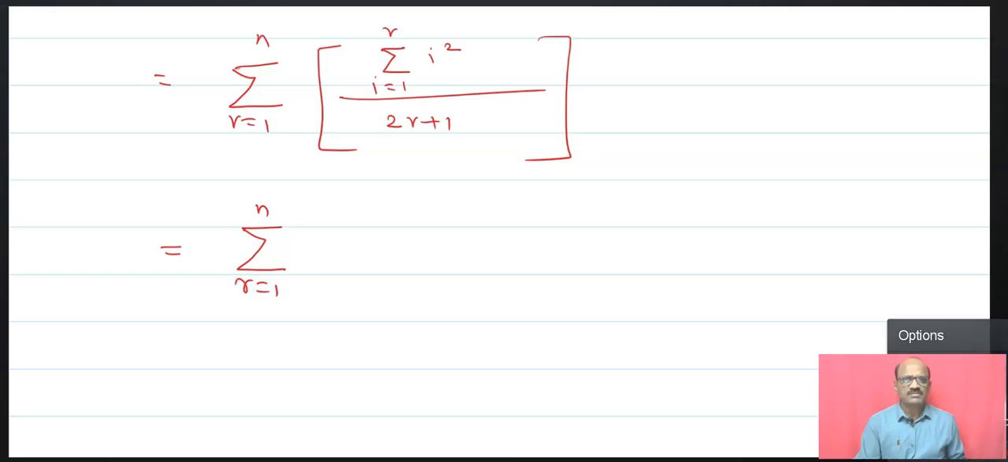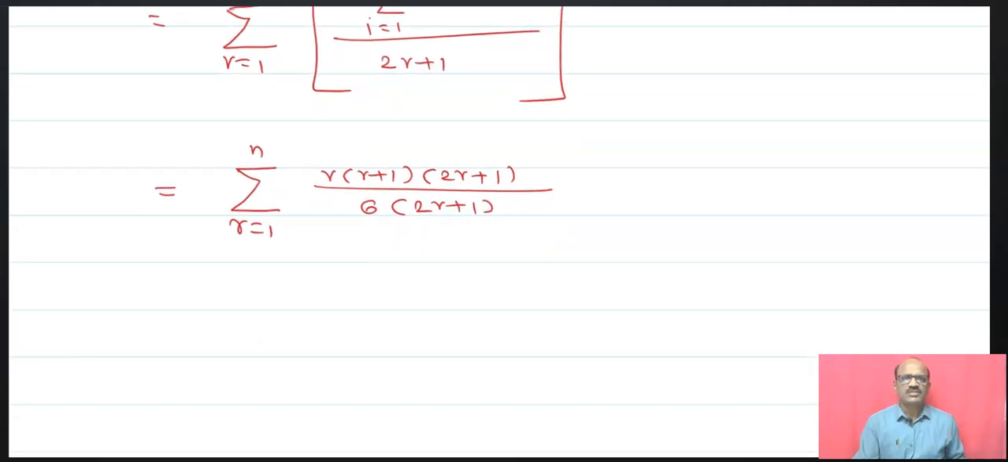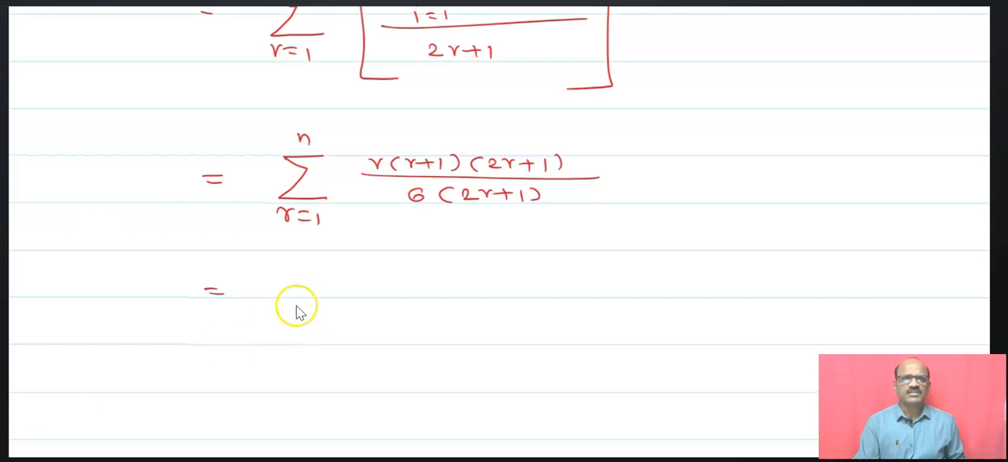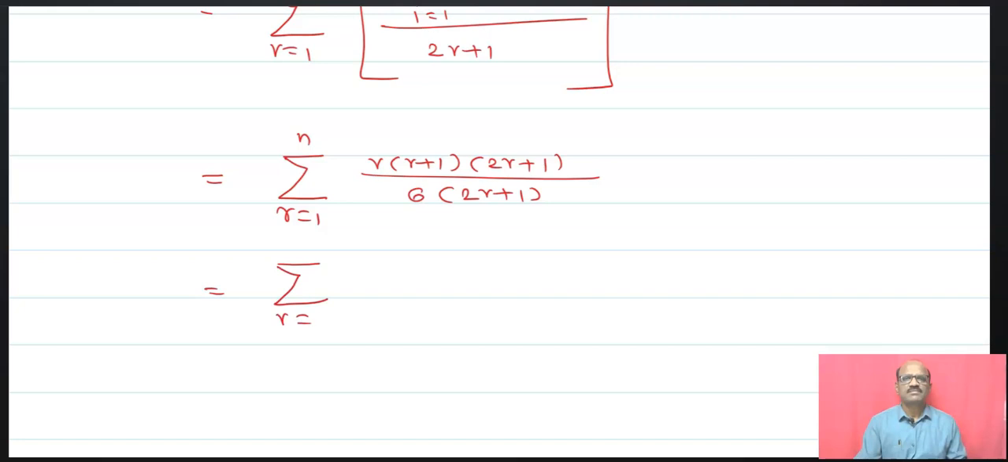Now see this here, r in bracket r plus 1, 2r plus 1 upon 6, over 2r plus 1. In this case, the numerator and the denominator 2r plus 1 upon 2r plus 1 get cancelled, and then you will get r in bracket r plus 1 upon 6. Take 1 upon 6 as a common factor outside the summation sign, and then r square plus r, like the formula for the summation of r and r square. Now see this here.